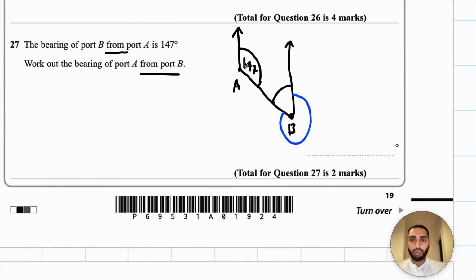We can find this angle by doing 180, take away 147, which is 33. So this angle is 33. And you can see we've got angles around a point. So angles around a point add up to 360. We're going to take away 33 from there. That would give us 327 degrees.